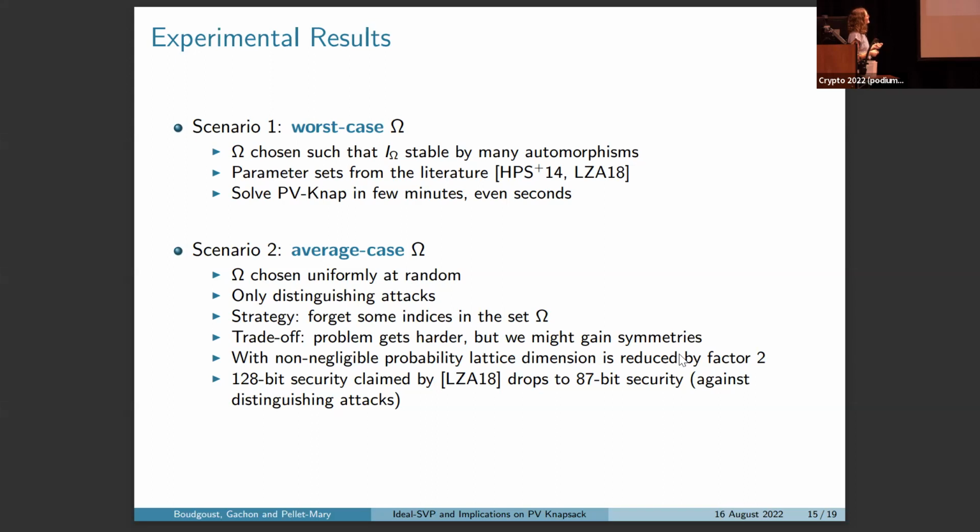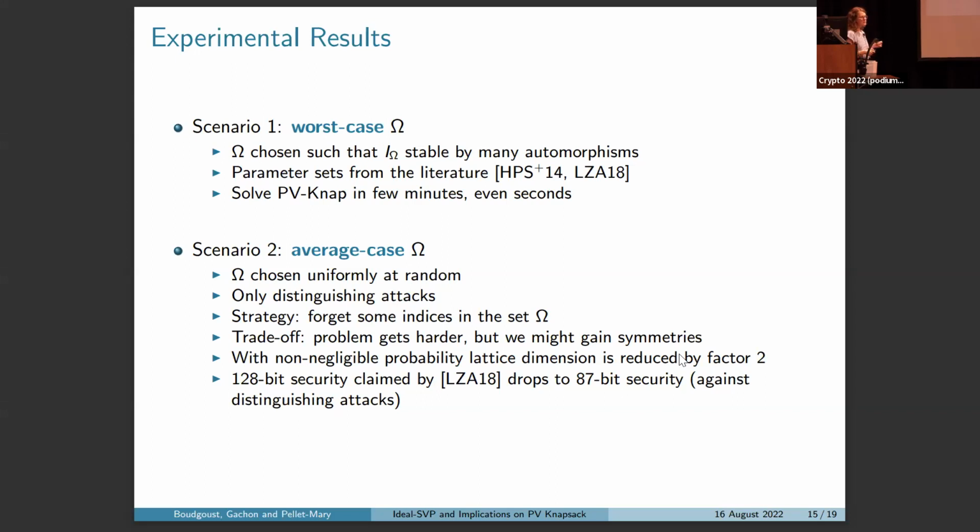And in this case, when we take parameter sets from the literature, we can solve Partial-Vandermonde knapsack in a very short amount of time. In the second scenario, where the omega is sampled uniformly at random, we cannot do this because with a very high probability, the omega will not be fixed by any non-trivial automorphism. So there will be no symmetries.